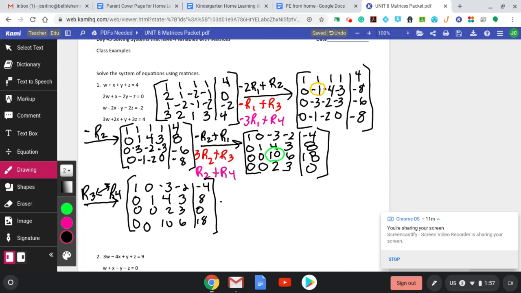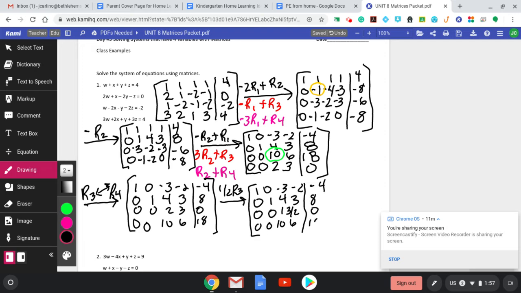Now I'll take row 3 and multiply it by a half, so I can get a 1 there. 1, 0, -3, -2, -4. 0, 1, 4, 3, 8. Here we go. 0, 0, 1, 3 halves. I'm going to have to deal with it. 0, 0, 0, 10, 6, 18. Okay, there we go. All right, let's keep this train going.